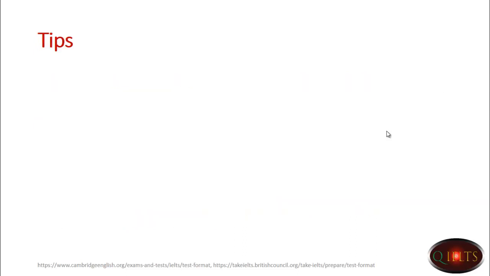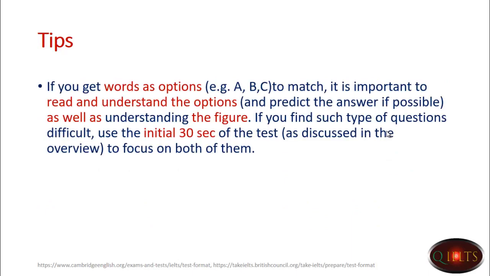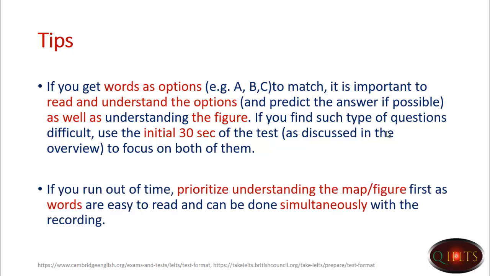Now, we will look at some of the tips that might help you in solving these types of questions. If you get words as options, for example, option A, B and C to match, it is important to read and understand the options and pick the answer if possible, as well as understanding the figure. If you find such type of questions difficult, use the initial 30 seconds of the test, as we discussed in the overview video, to focus on both of these entities. However, if you run out of time, you must prioritize understanding the map or the figure first, as words are easy to read and they can be done simultaneously with the recording.